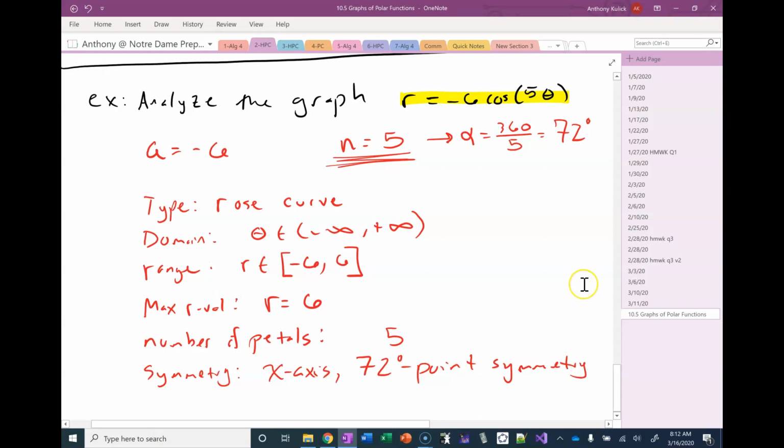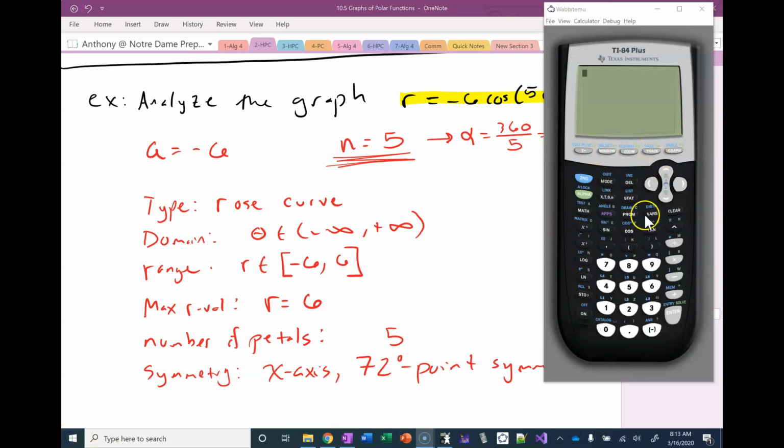To graph this now, we're going to open up our graphing calculator. Okay, so we've pulled up our graphing calculator. The first thing I'm going to do is go to my mode. I'm going to make sure I'm in radian mode, which I am, and in polar mode, so I'm going to go ahead and change that to polar. Then I'm going to go to my y equals menu and type in my function exactly as it was written: -6 times cosine 5 theta, and then close my parenthesis.